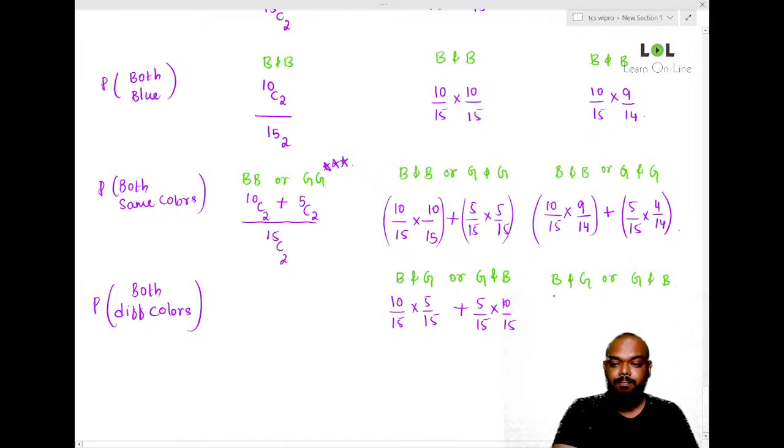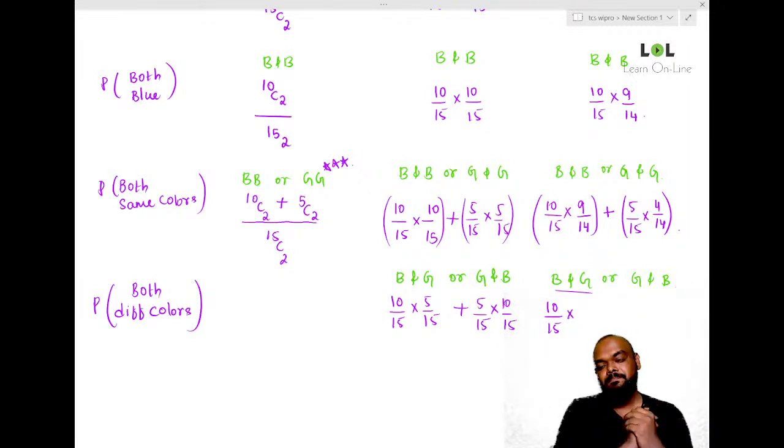Now careful here. Tell me for the first one. Blue and green, what do I write in without replacement? Without replacement, what should I write? Good, Tarun. Blue will be 10 by 15, whereas green, others, anybody else, what do I write for green here? Anyone?